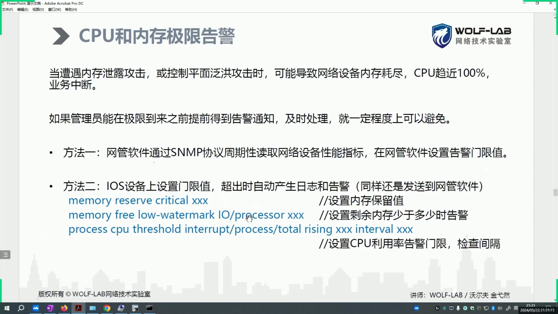After setting the threshold, when exceeded, it generates logs and alerts. Of course, you can also push it to network management software, or send it to a syslog server. There we can configure the memory reservation, how much memory to reserve.